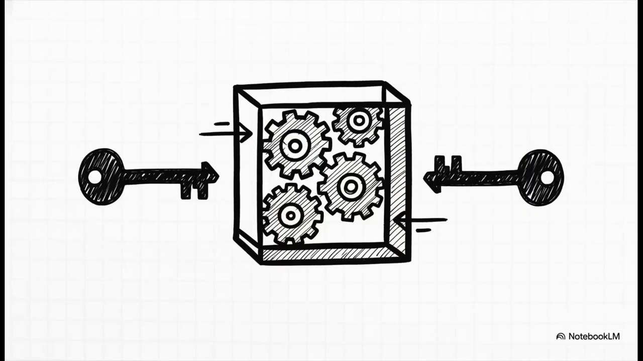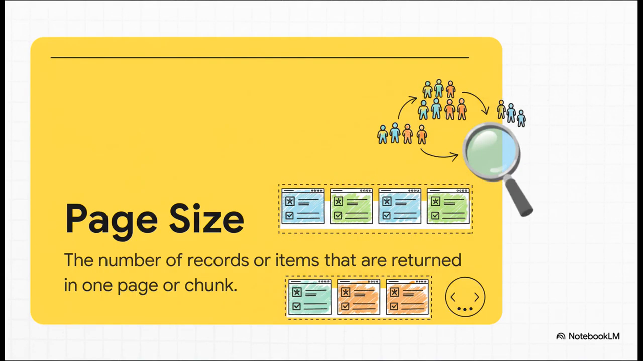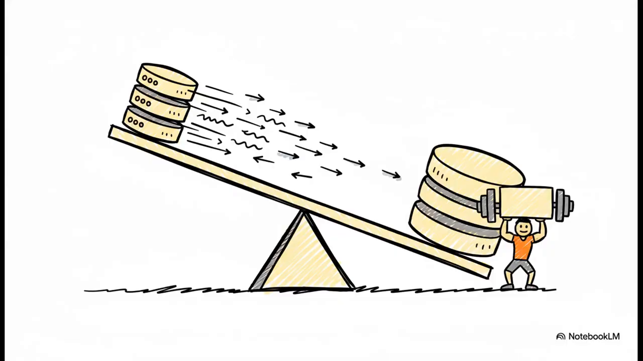Okay, so how does this actually work? Well, it boils down to two key terms. First up is page size. This is just how many items you're going to show in each chunk. Finding the right page size is a balancing act. You don't want too many requests or too much data.